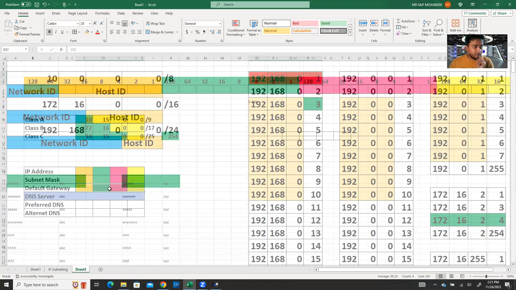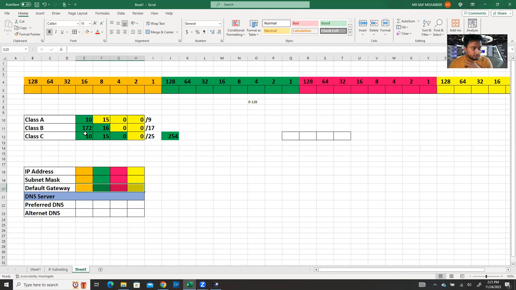I believe you don't have any confusion about the default gateway. For example, if we keep this as the base example, 10.15.0.0, what should be the default gateway? Definitely 10.15.0.1. 1 should be your default gateway, right? And the subnet mask, we don't know. So how do we calculate the subnet mask? I'm going to show you the subnet mask calculation here, and you will be able to calculate it the easy way. I'll show you for class A, class B, and class C.